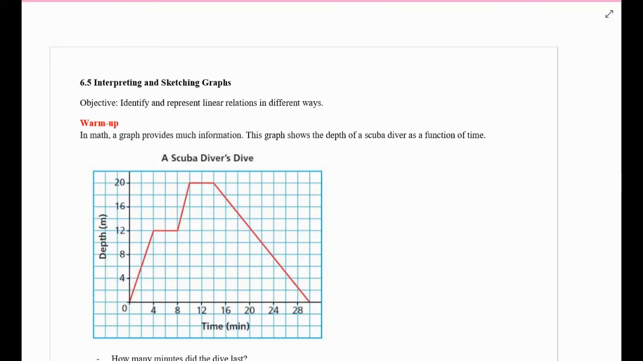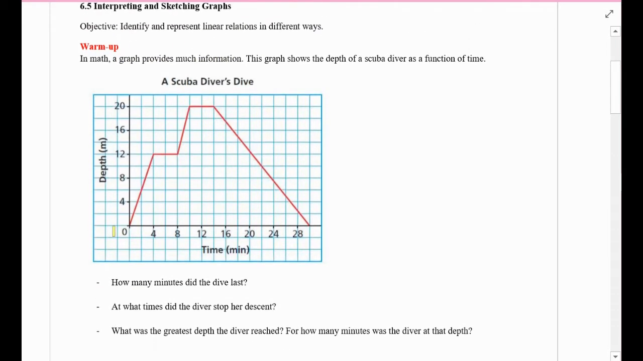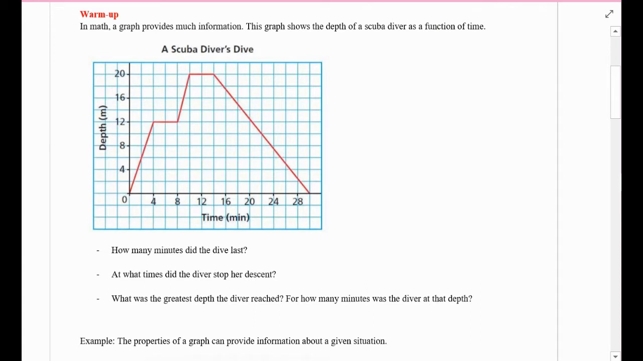Today we're going to learn how to interpret and sketch graphs. Look at the warm-up question. A graph provides much information, so we're going to look at the graph and interpret the situation. This graph shows the depth of a scuba diver as a function of time. As the time increases, the depth changes, right?